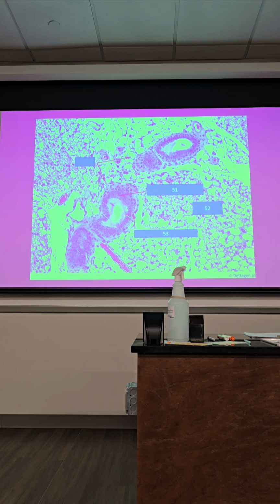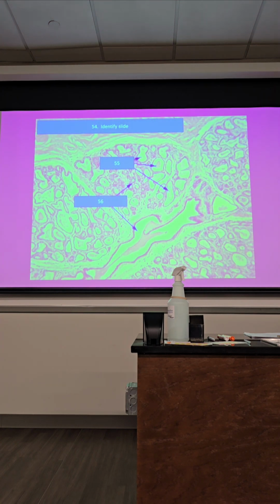Okay, don't worry about this one. This is non-lactating breast. Okay, this is the same slide. So what would you say the slide is? Mammary gland too, right? And it's pointing to what? Alveoli. Secretory alveolus. And these things are what? Lactiferous ducts.